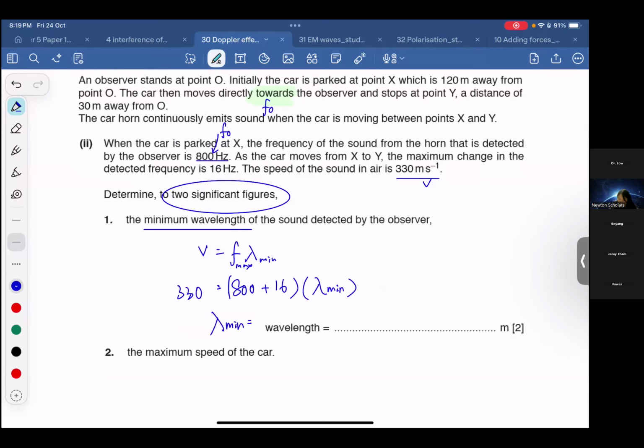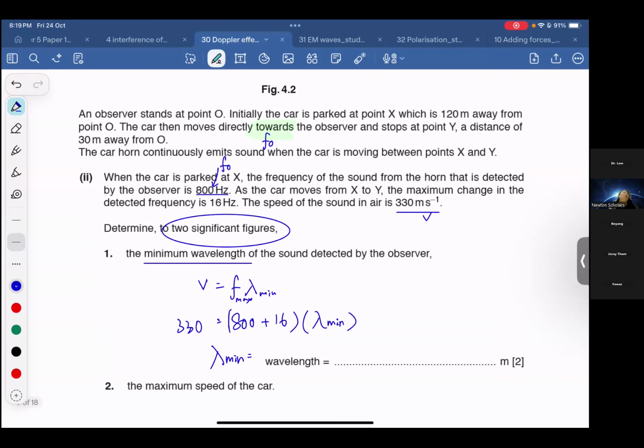Again, the source is moving towards, so your frequency should be higher. From X to Y, your observed frequency should increase. So we should add 800 plus 16. Make your answer in two significant figures. Very good, Fawa, very good. How about the others? Can you give me your answer? I want to see whether you're giving me two significant figures or not.